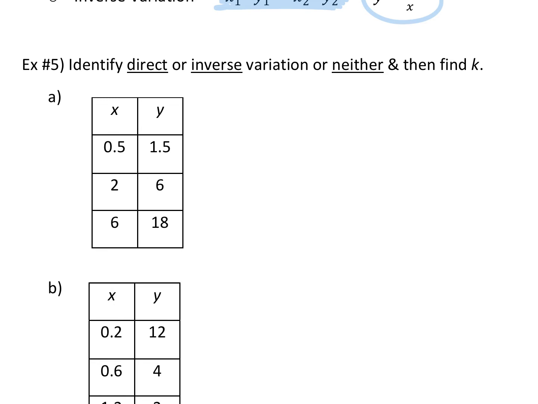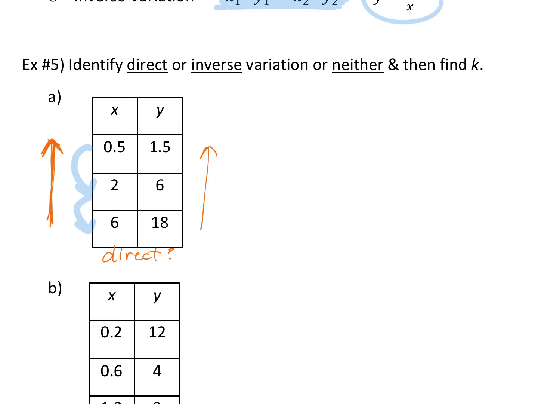Okay, so look at your numbers here. My X values to get to the next number, are they going up or down? Up. They're going up. My X values are increasing. Okay, what are my Y values doing? Increasing. 1.5 to 6 to 18. So if they're both increasing, this is potentially what? Direct, okay? So just remember that. This is maybe direct variation, okay?